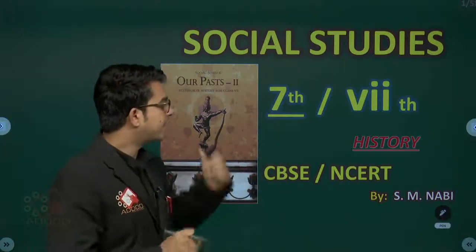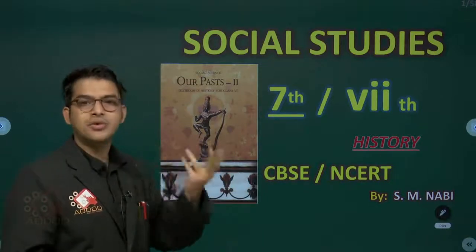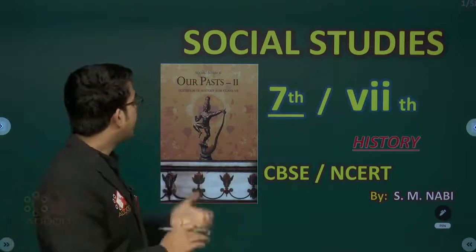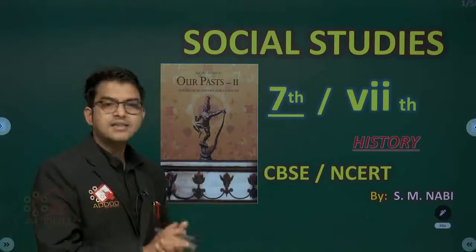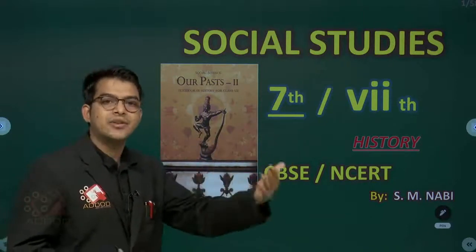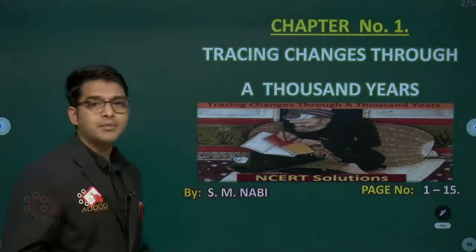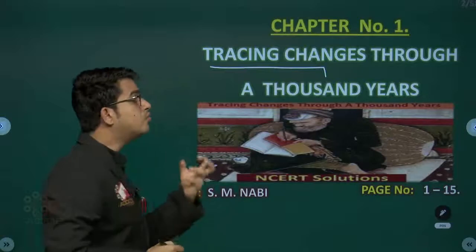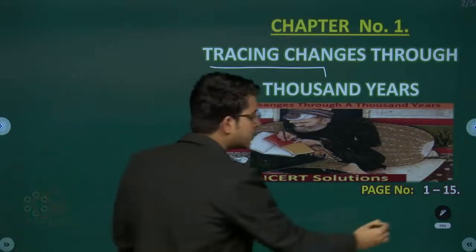So specifically we are going to begin with Our Pasts II. Our Pasts I we have already done in the previous class 6th. So in class 7th we are going to start with Our Pasts II, that is history, and then after that all the social science classes. So chapter number 1, my dear friends: Tracing Changes Through a Thousand Years.